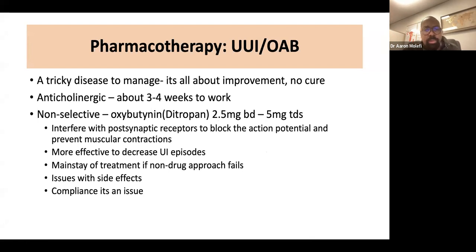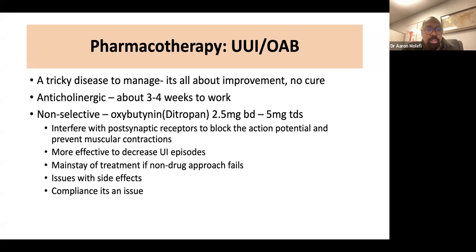It just interferes with the postsynaptic receptors to block the action potential and prevent muscular contraction, right? So it's more effective in decreasing the urinary incontinence episodes, and is the mainstay of treatment if non-drug approach fails, especially in the government sector. We do have it in the government sector.